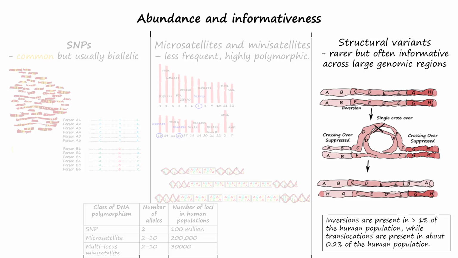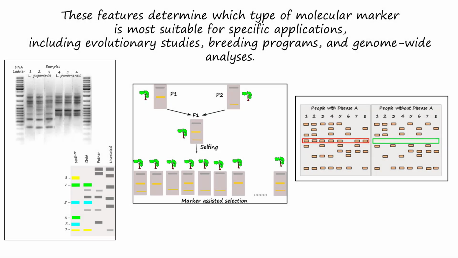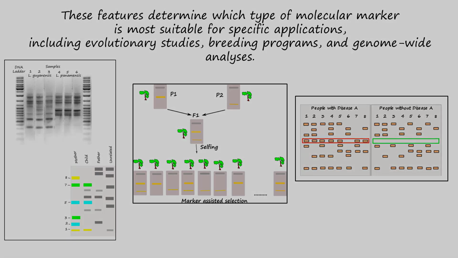Identifying such a variant yields information not only about the mutation itself, but also about the surrounding chromosomal segment, including gene order, haplotype structure, and regions of reduced recombination. Taken together, these features determine which type of molecular marker is most suitable for specific applications, including evolutionary studies, breeding programs, and genome-wide analysis.